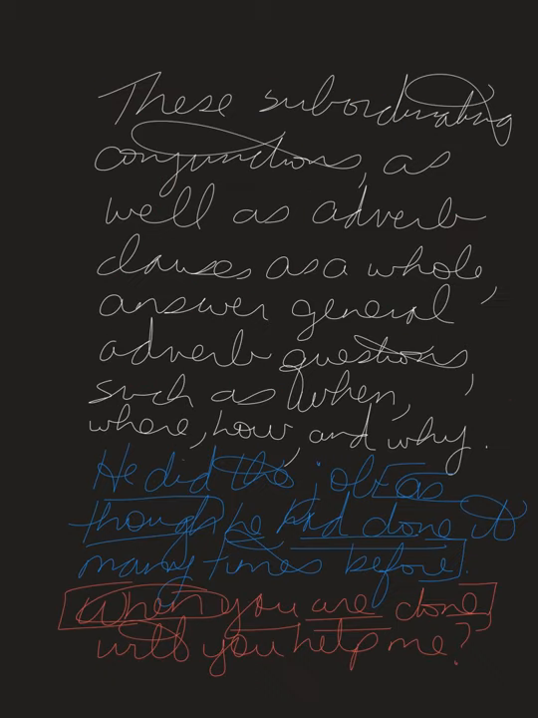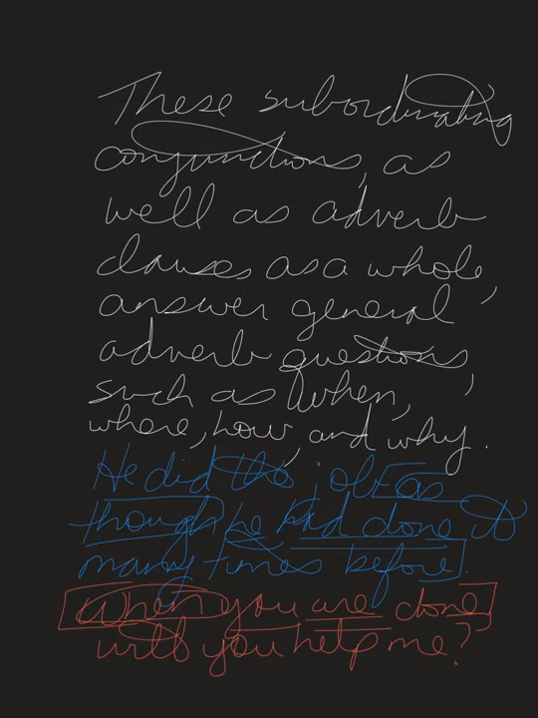Next slide. These subordinating conjunctions, as well as adverb clauses as a whole, answer general adverb questions, such as when, where, how, and why. So the subordinating conjunctions answer when, where, how, and why, and the whole adverb clauses answer questions like when, where, how, and why. Here are two example sentences, and then we'll be done for today and the week.